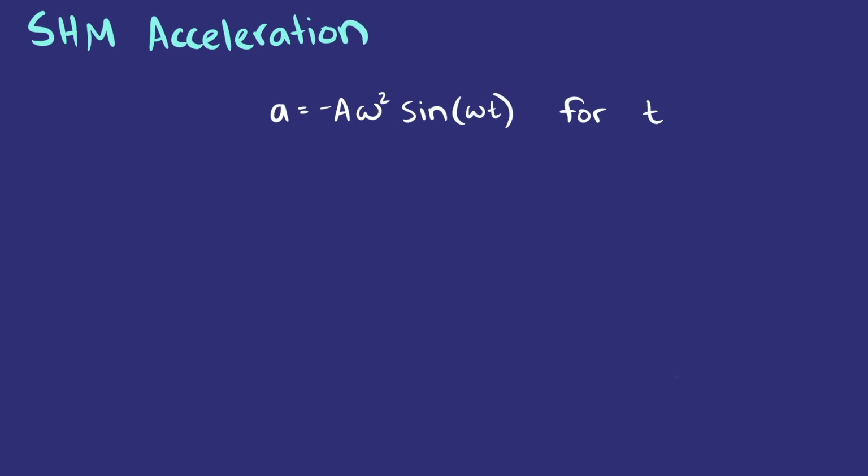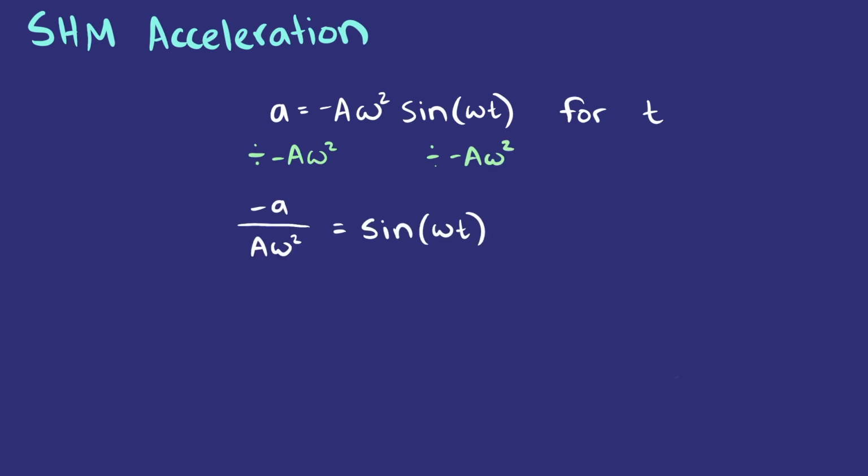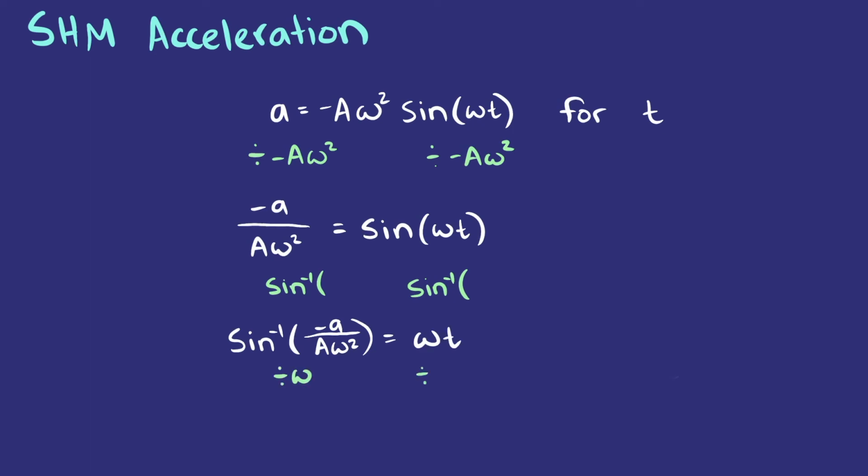Now for our last example, we're going to look at simple harmonic motion and specifically acceleration. Specifically this equation here, which we're going to solve for t. Our first step is to divide out our front term here, negative a omega squared. We now need to unwrap our sine, for which we're going to use our inverse sine. For our last step, we're going to divide out our omega. And we're done.